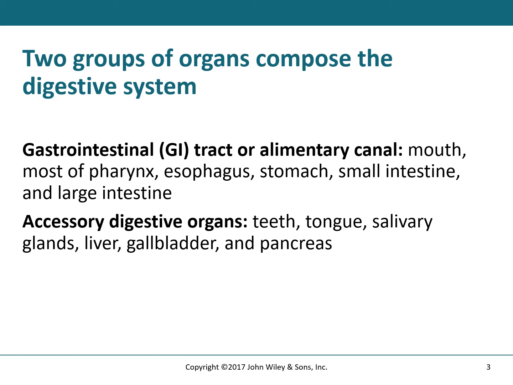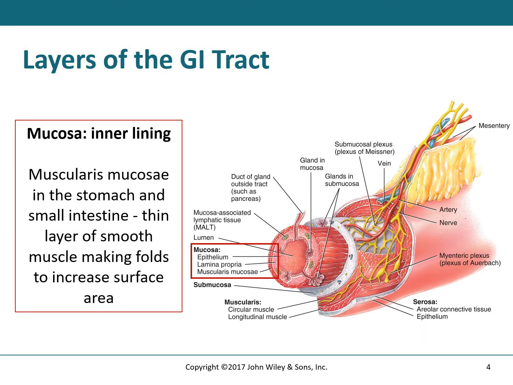Then the other organs that are not necessarily part of the GI tract are your accessory digestive organs, and these include teeth, tongue, salivary glands, liver, gallbladder, and pancreas. And these contribute to digestion, each in their own way, that we're going to learn about later on. The GI tract has 4 different layers, and so we're going to go through them starting from the innermost layer, which is called the mucosa.